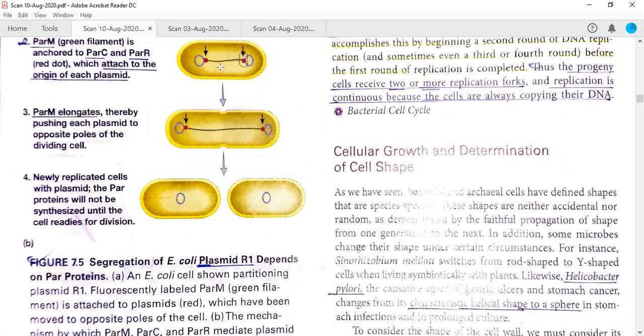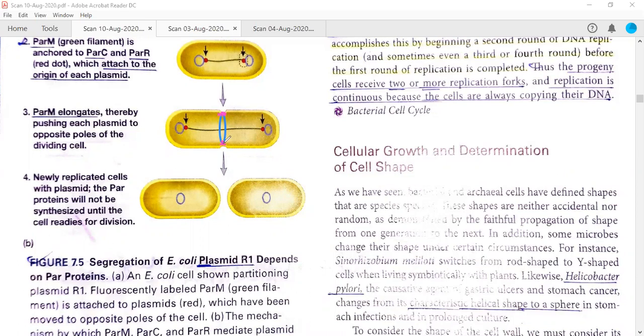So when this Z ring, which is not drawn here, let me draw the Z ring for you. Suppose this is the Z ring. Okay, so this is the Z ring. Also, there is a protein. So let me draw one more protein. So this is another protein on both the poles.